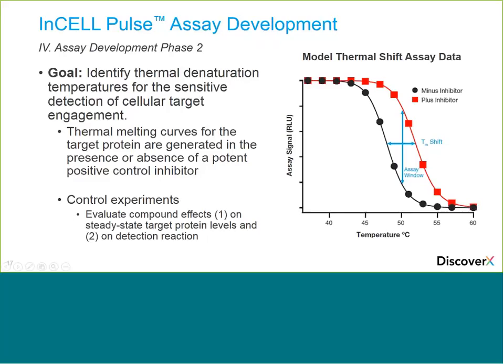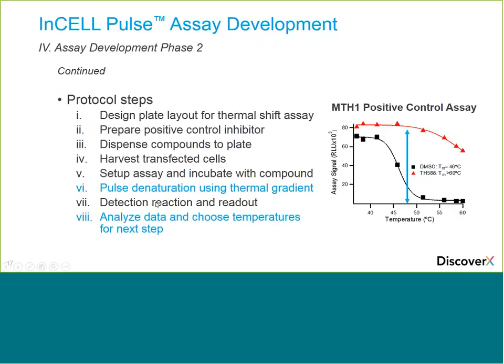And there are also some important control experiments that we highly recommend to run to make sure the compound isn't having effects on the steady state protein level or on the detection reaction. And those are described in detail in the user manual. So what are the protocol steps for this experiment? So very similar to the previous phase 1 assay development protocol, with a couple of exceptions.